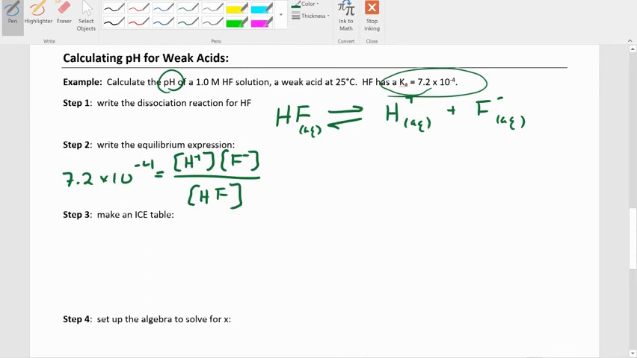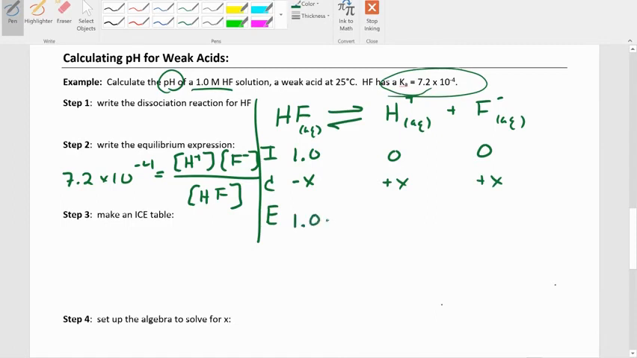Okay, now I'm going to make an ice table. I'm actually going to make my ice table right here. So ICE, cheat a little bit right here, sort of wall that off a little bit. So my initial concentration of hydrofluoric acid is 1.0, and I don't have any dissociation yet. My change is minus X, plus X, plus X. Everything is a 1-to-1-to-1 ratio. So at equilibrium, I would experience 1.0 minus X, X, and X.